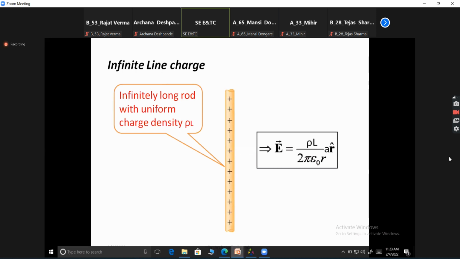a R cap represents the direction in which the electric field is existing. R is the distance from this line charge to the point where you are measuring the electric field intensity. But it's a line charge, no? So which point will you take actually?